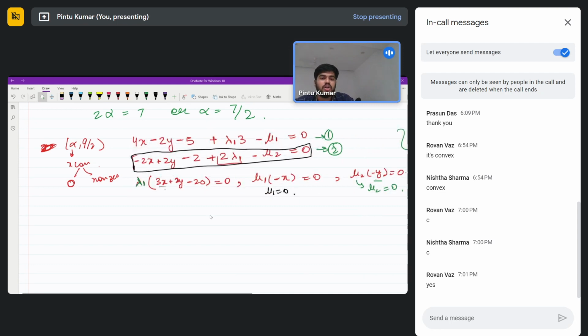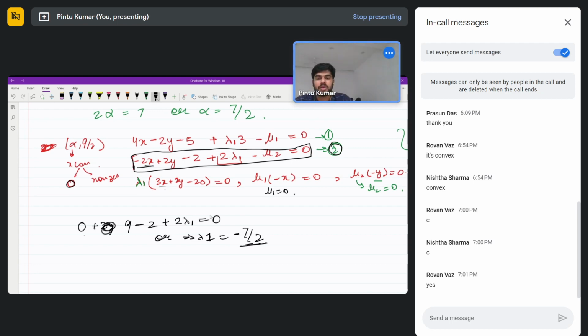Now we have already inferred that my mu2 is 0, and we just want to check about x, right? So I put x is equal to 0 here. So the first term becomes 0. Second term is 2y, y is 9 by 2, right? So this is 9 minus 2 plus 2 lambda 1 is equal to 0. What this means is that my lambda 1 is minus 7 by 2. Till this point, is it clear that I got lambda 1 equal to minus 7 by 2 from equation 2 if I assume that my x is 0? This much is clear?